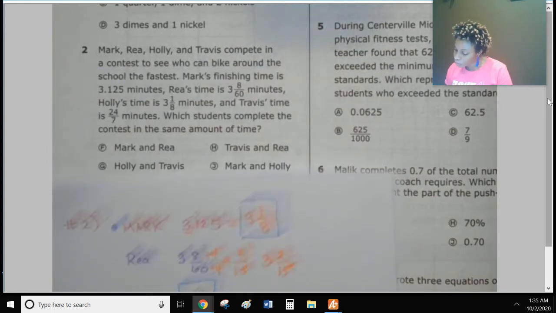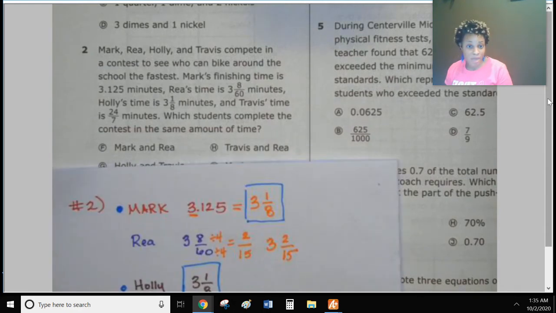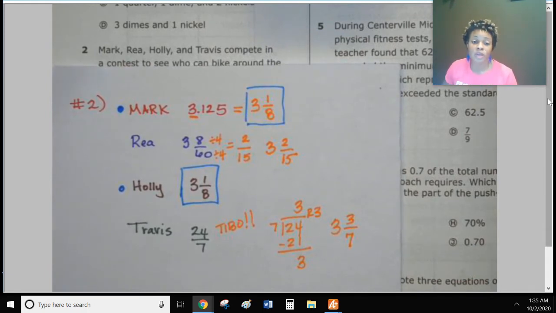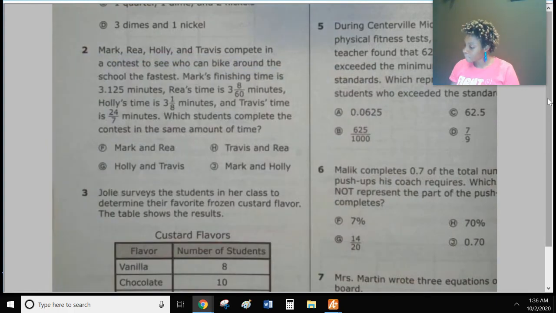If we were looking at the multiple choice, it would be F, okay? So I changed all of them to the same thing. You could have changed them all to decimals if you wanted. You could have changed them all to mixed numbers like I did. Whatever you feel comfortable with doing, but all of them have to be the same so that we can equally compare them.